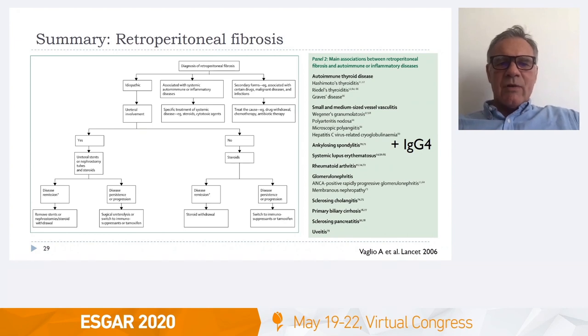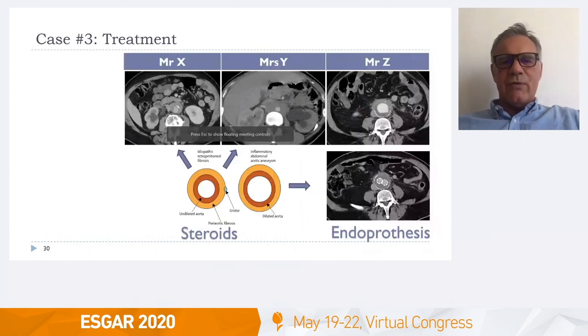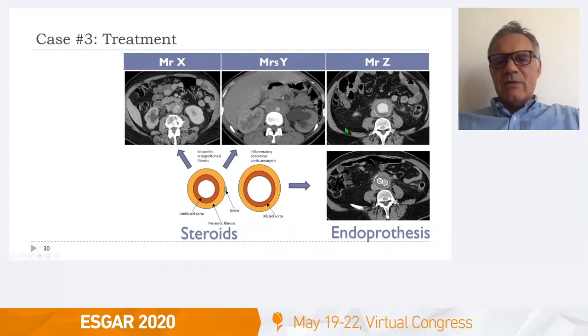So what was the outcome of our three patients? The first two patients, just to remind you, have idiopathic retroperitoneal fibrosis, so they've been treated with steroids and ureteral stenting. And the last patient, of course, has a completely different disease because he has an inflammatory abdominal aortic aneurysm. So he was treated with endoprosthesis.